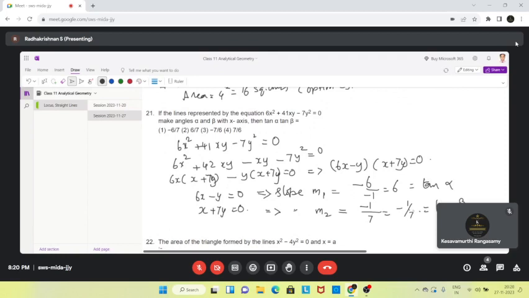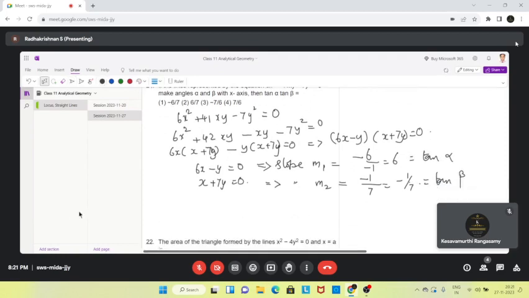So what is tan alpha into tan beta? Simply multiply the two. Minus 6 by 7, sir. Tan alpha, tan beta, 6 into minus 1 by 7. That's all. Option 1.